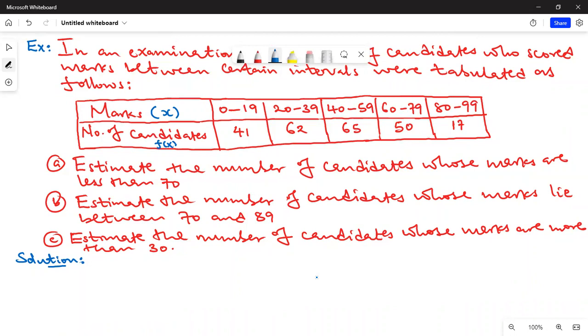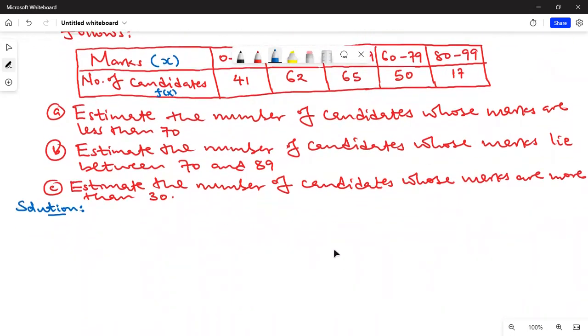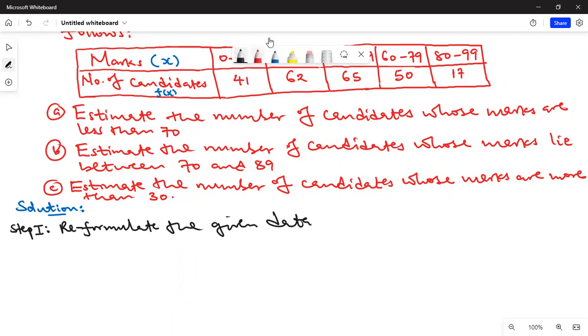So what we do here, the first step is to reformulate the given data. When you reformulate, how will it look? I want to get rid of those intervals. So this is what we'll have.